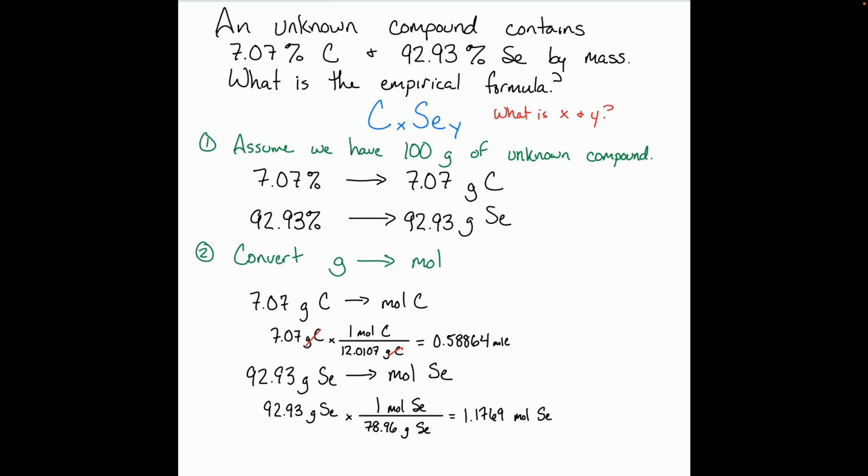All right, so I took my percent mass data here. I assumed I had 100 grams, so that would leave me with 7 grams of carbon and 93 grams of selenium. All right, and then I converted those values into moles using the molar mass of each element from our periodic table.